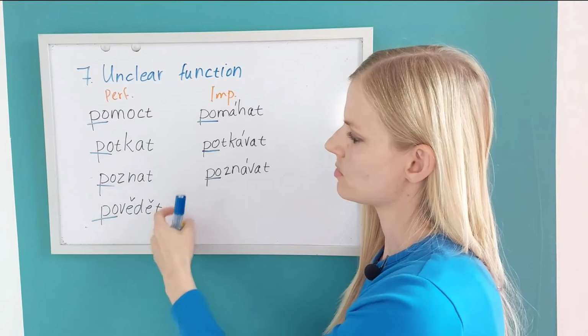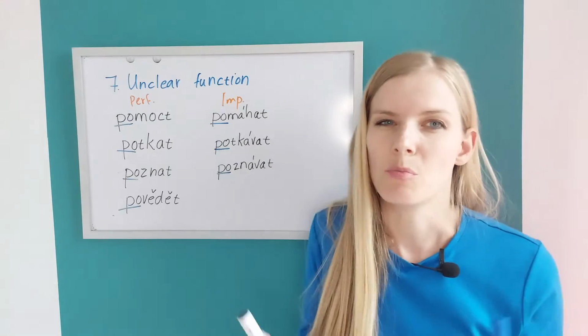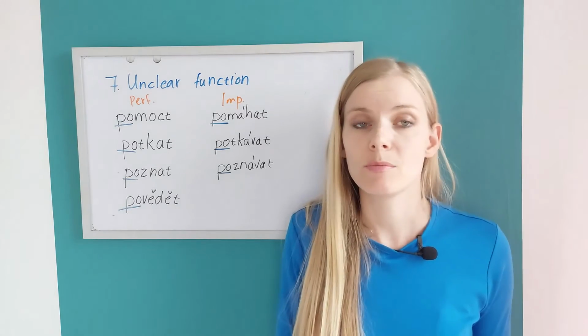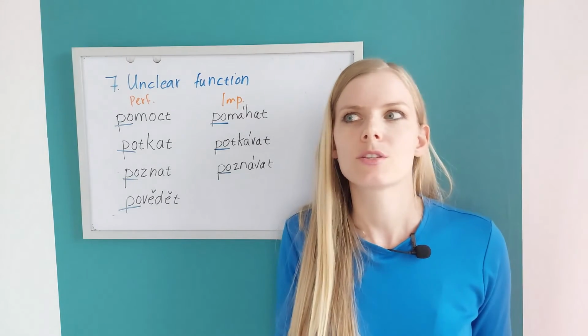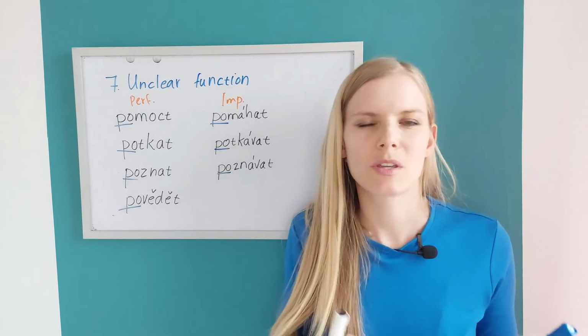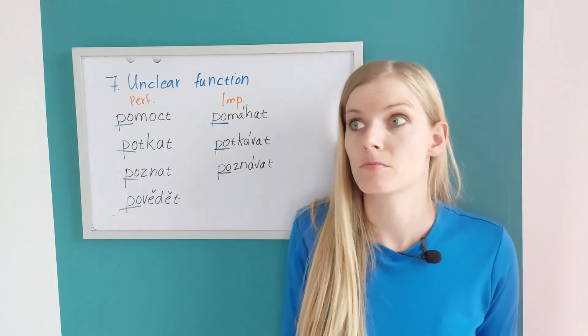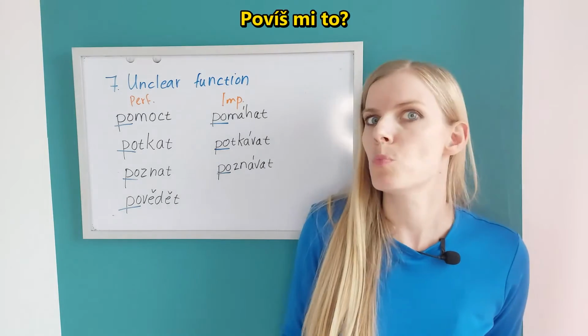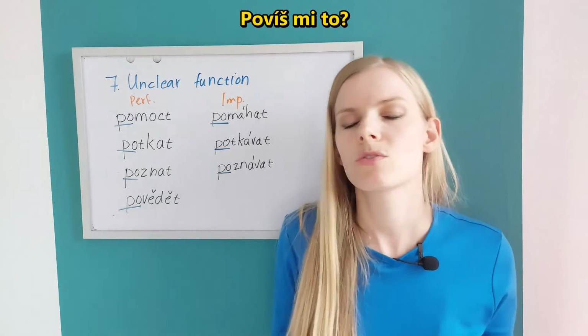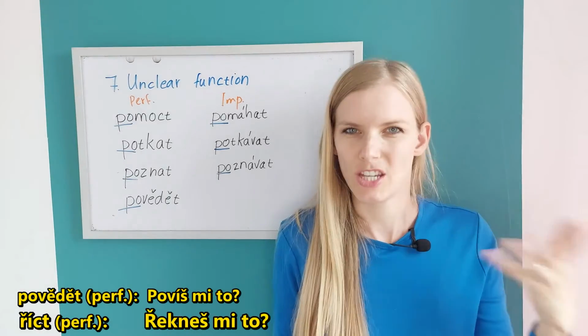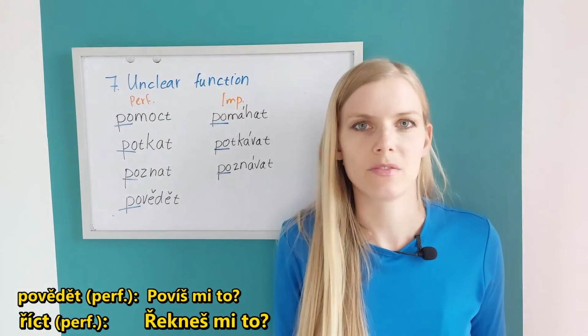Povědět. You can see that it comes from vědět, to know. And povědět has not much to do with to know. Povědět means to say or tell, but it is used quite formally. It's becoming a little archaic now. You could still use it in a sentence such as povíš mi to, will you tell me? Povíš mi to? But I would recommend you to replace it by the verb říct. Řekneš mi to? That's also perfective.